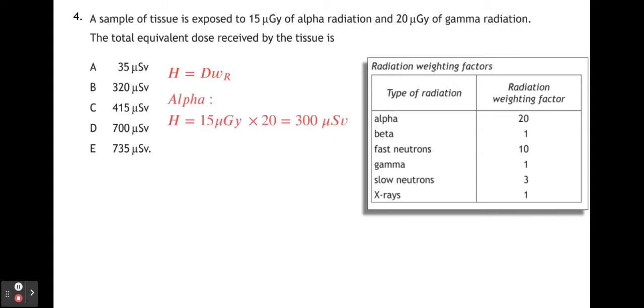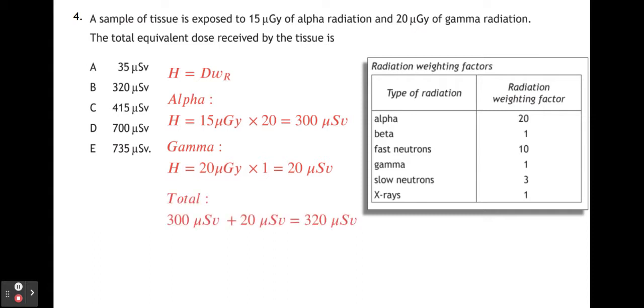So 15 micrograys multiplied by 20 gets us 300 microsieverts. For gamma, we can see the weighting factor is 1. So 20 micrograys of gamma times 1 is 20 microsieverts. We add those together and get a total equivalent dose of 300 plus 20, which is 320 microsieverts. Answer B.